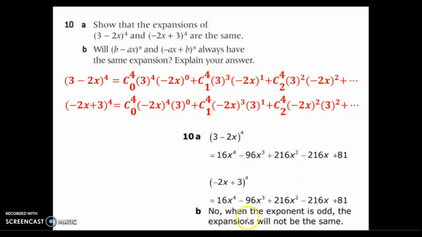Okay, but no, it will not always work. If the exponent was odd, if you tried an odd exponent, you would notice it doesn't work out that way because of the negative signs and so on. There are different things that end up being positive and negative versions of each other. So it doesn't quite work. It's close, but not quite.